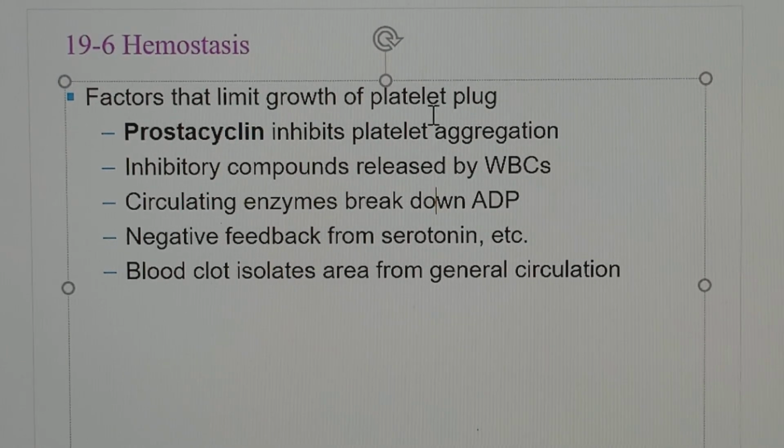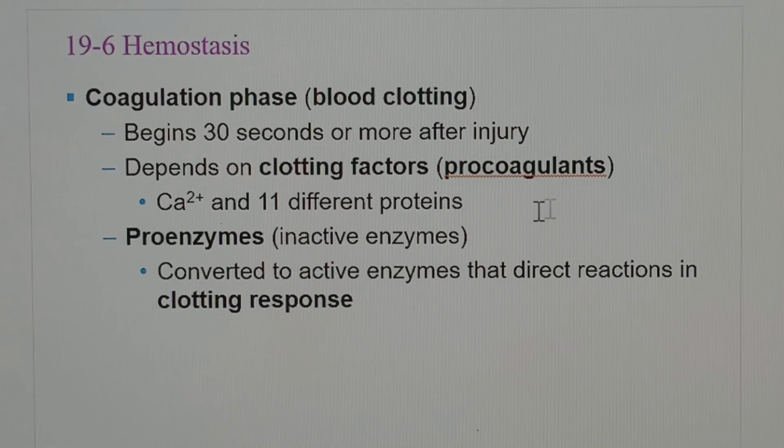Factors that limit growth of the platelet plug: Prostacyclin inhibits platelet aggregation. Inhibitory compounds are released by white blood cells. A circulating enzyme breaks down ADP. There is negative feedback from serotonin, etc. The blood clot isolates the area from general circulation. Those are the factors that limit growth of the platelet plug.